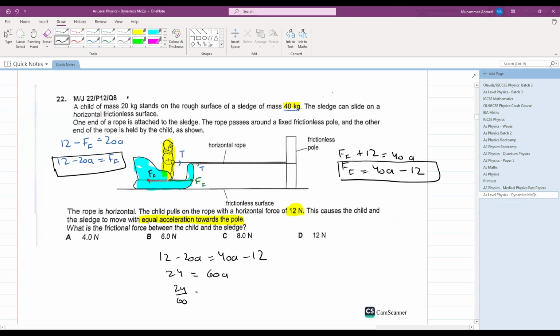24 divided by 60 is equal to your acceleration. Your acceleration comes out to be 24 divided by 60. This is 0.4 m s^-2. Perfect. Now place 0.4 m s^-2 here. 20 into 0.4 is equal to your frictional force. Let's calculate that: 20 into 0.4. 12 minus 8, your frictional force is 4 newton. A is your answer. Simple as that.